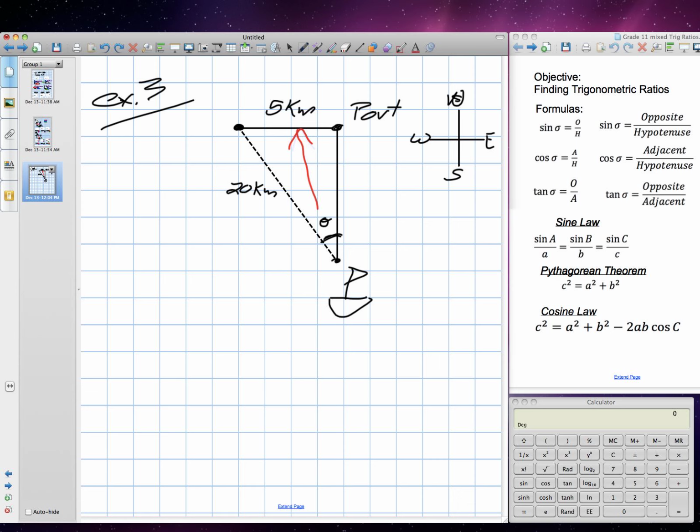That's right, it would be considered the hypotenuse of the triangle. Okay, so from our ratios, I have an opposite and a hypotenuse. Which of the 3 ratios would I be using? That's right, we use our sine.